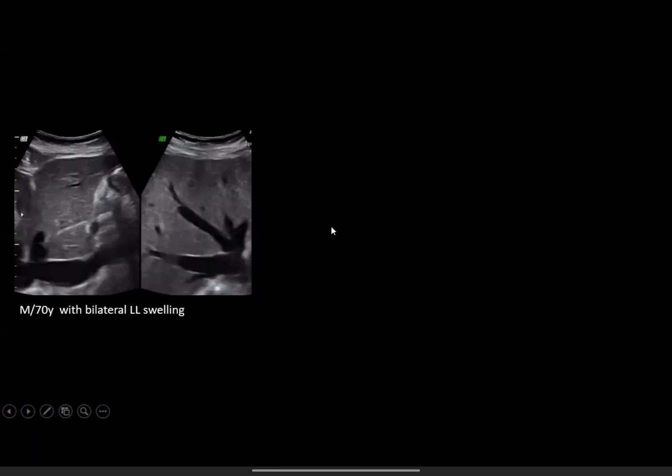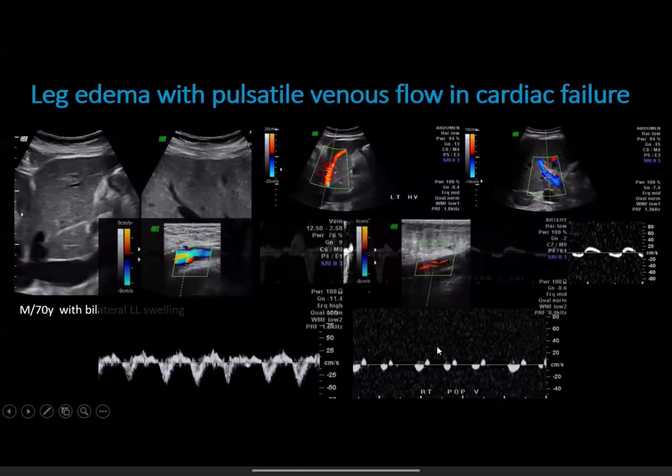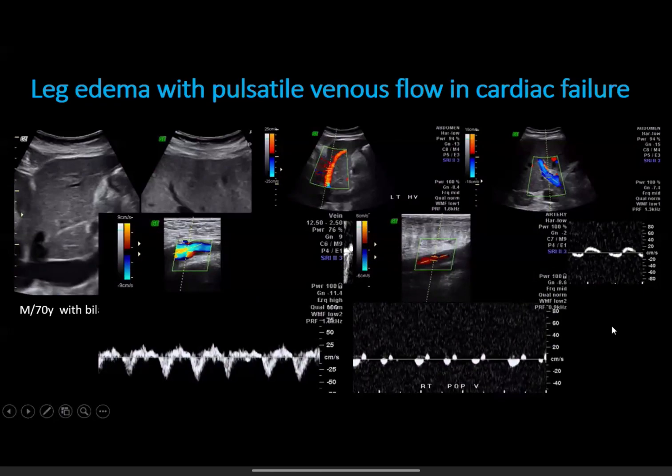Now, a couple of examples. In heart failure, we can see pulsatile flow even in the portal vein. In the femoral vein, we can see pulsatile flow with leg edema because of heart failure. So this is how we see pulsatile flow in heart failure with leg edema.